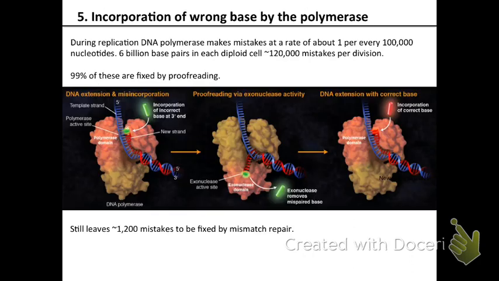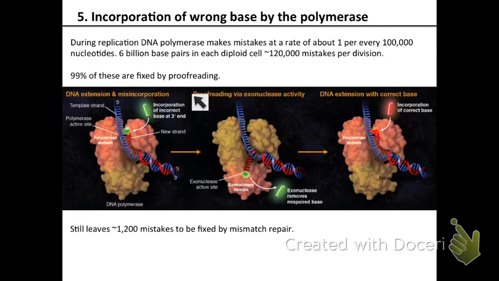Okay, so the first cause of damage is the DNA polymerase, which can incorporate the wrong base during the replication. So DNA polymerases usually make mistakes at a rate of about 1 every 100,000 nucleotides. These are different between different species, but approximately that much. That's a lot, because imagine that we have 6 billion bases in each diploid cell, so every division we should be accumulating 120,000 such mistakes, right? So that's a lot. But 99% of these are fixed by the proofreading activity of the DNA polymerase.